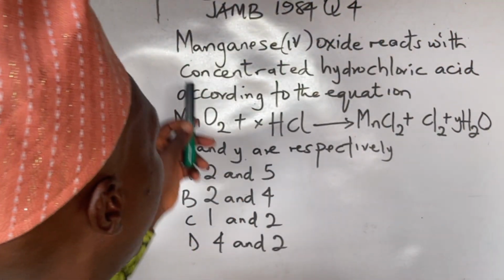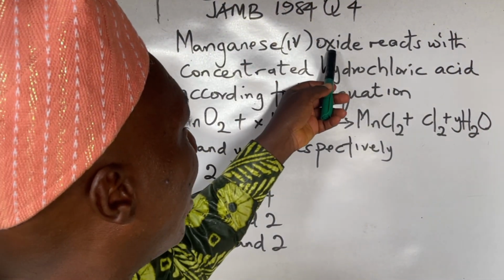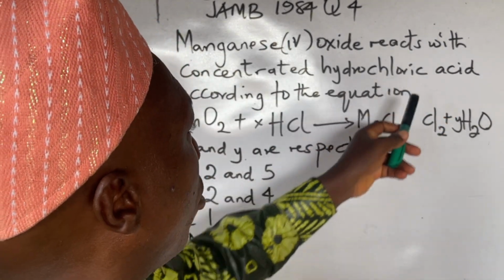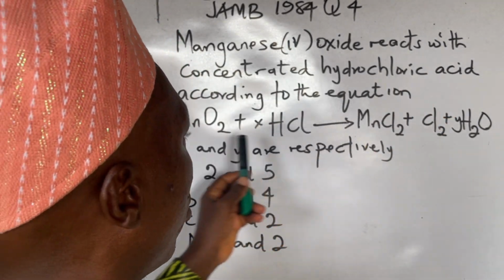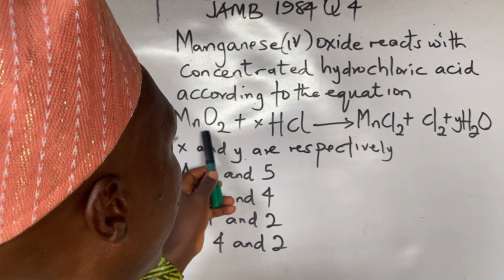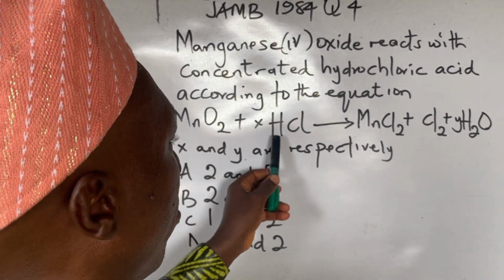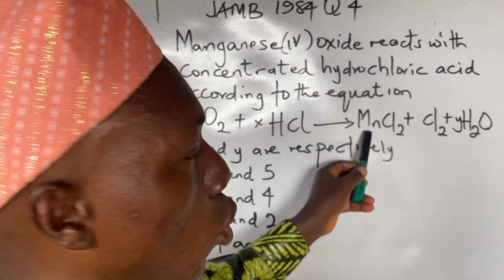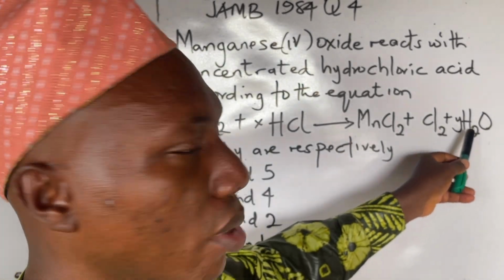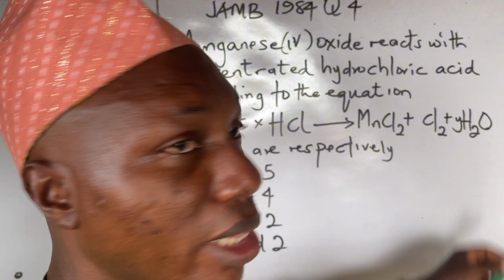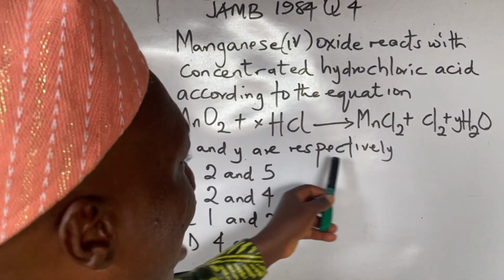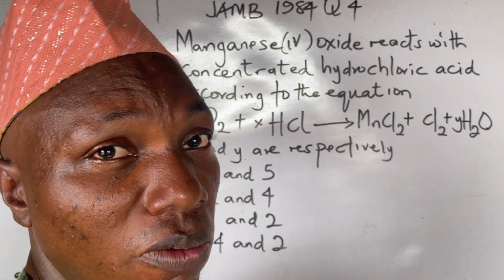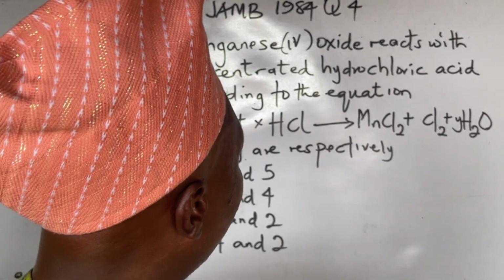It says, manganese 4 oxide reacts with concentrated hydrochloric acid according to the equation. This is the equation: manganese 4 oxide plus x moles of hydrochloric acid gives manganese 2 chloride plus chlorine plus y moles of water. So x and y are respectively... So these are the options. The question asks us to find the unknown values of x and y. So let's solve it then.